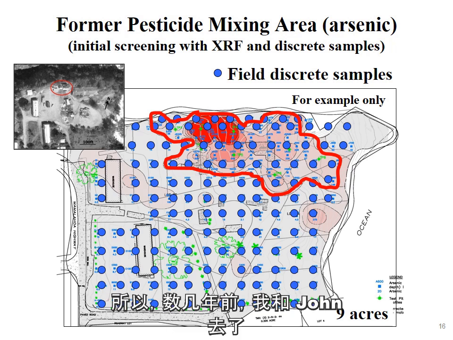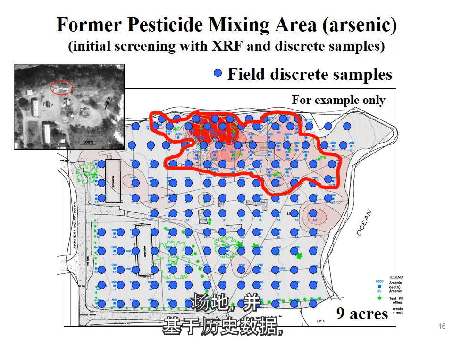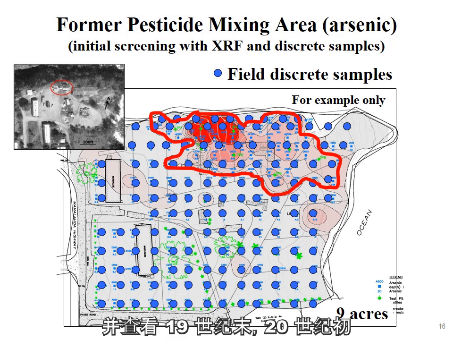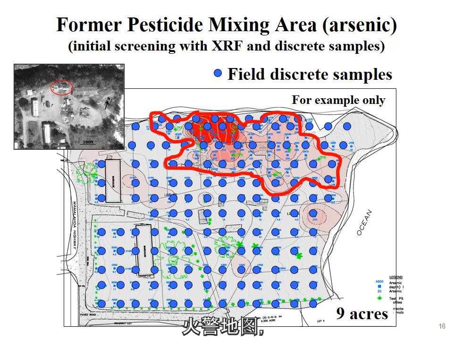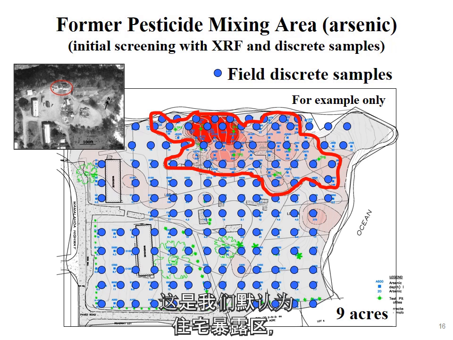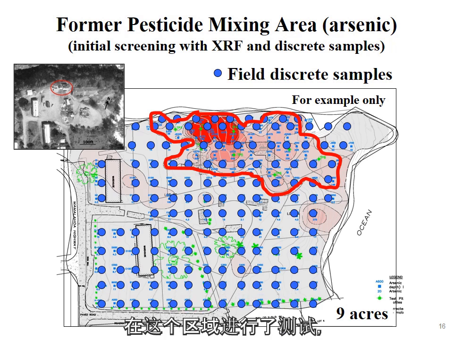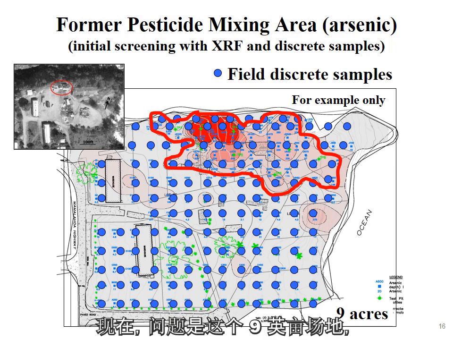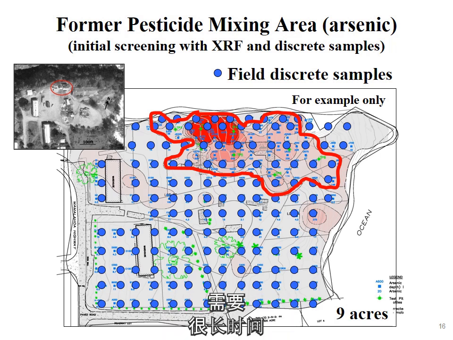So John and I actually went out to this site several years ago, and based on historical data, talking to people, here's an aerial photograph of the site, and looking at fire insurance maps in the late 1800s, early 1900s, we were fairly confident this area of the site, which turned out to be in here, was where they were mixing pesticides. We went out to the site initially and laid out a 5,000 square foot decision unit, which is our default for residential exposure. Tested it somewhere in this area here, and sure enough, it came up very high, hundreds of ppm arsenic. Now, the problem with this 9-acre site, it was going to take a long time.